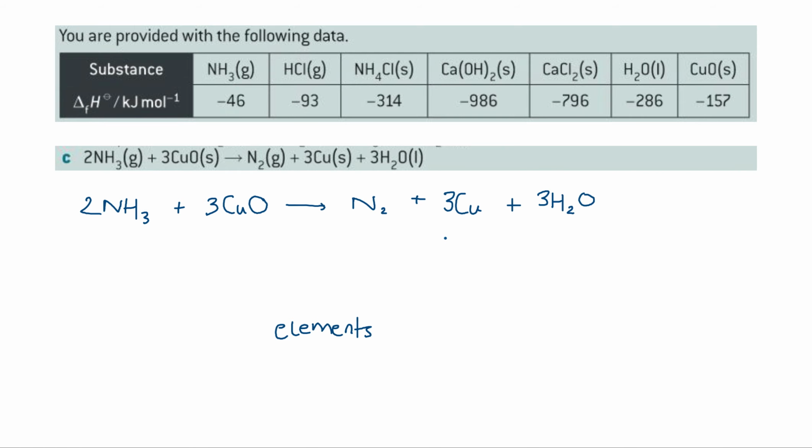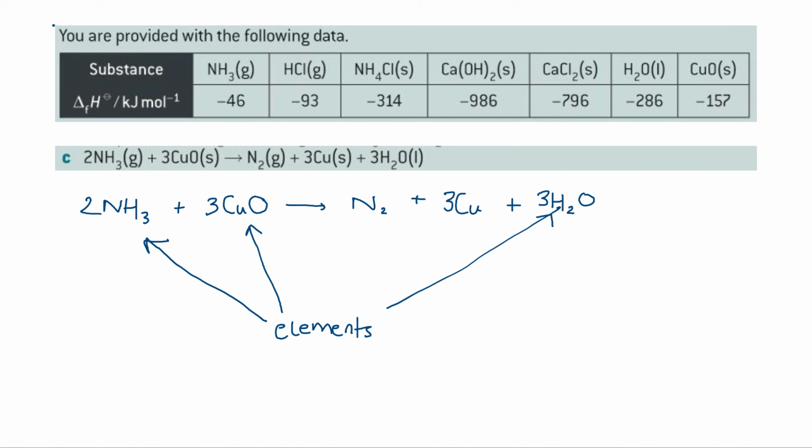Okay, the thing to remember here is if you've got an element up here, which I do have, you don't need to draw an arrow going from the elements to the element, because the enthalpy change of formation of any element is just going to be 0. So therefore you don't need to draw an arrow for nitrogen here or for copper here, because they're just pure elements, they're not compounds. So I just need to have an arrow going from here to ammonia, to copper oxide, and to water.